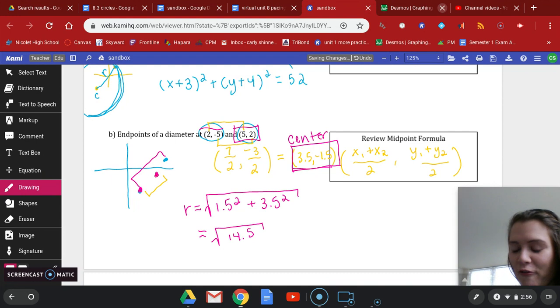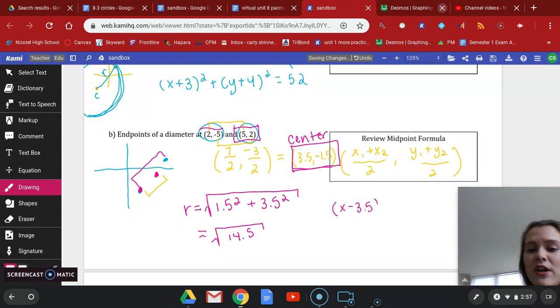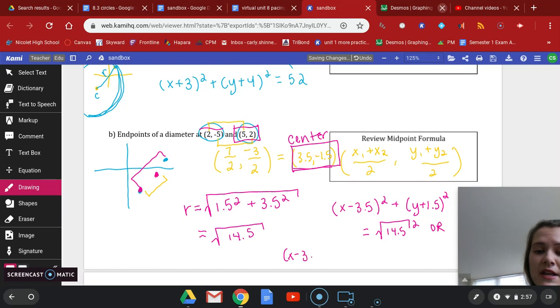But I get 14.5 as my radius. So the square root of 14.5 is my radius. Let's put this all together now here, folks. X minus the center here. So here's my center. This would be a plus 1.5. And then equals the square root of 14.5 squared, right? So there's my equation, or just like we did above, I could write this as x minus 3.5 squared plus y plus 1.5 squared equals 14.5, all right?